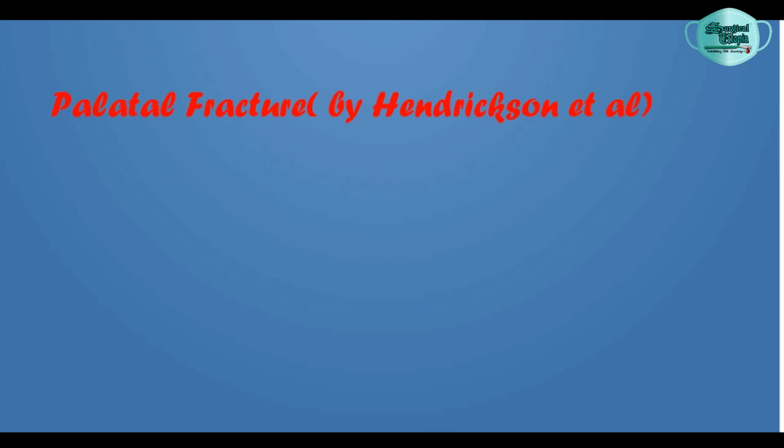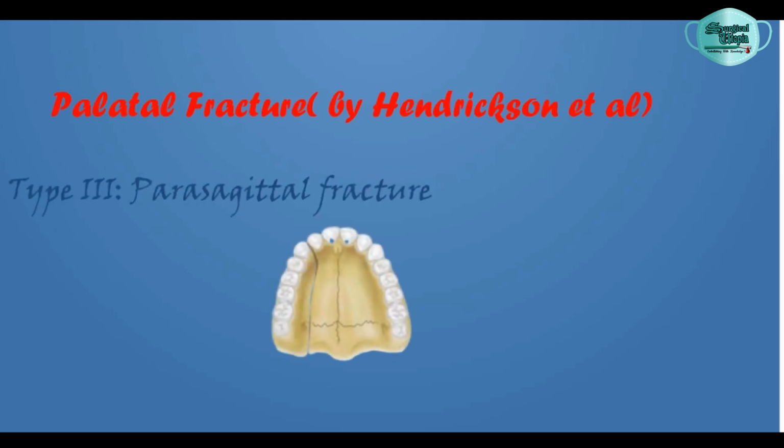Then coming to the type 3 fracture, type 3 is a parasagittal fracture. So this is a fracture which is present parallel and lateral to the midline. And this fracture can be differentiated from the type 1A fracture, as this fracture also includes the canine. So the type 1A fracture will not include the canine, it will only include the incisor teeth, whereas the parasagittal fracture will include the canine region, extending from the canine region posteriorly up till the molar teeth.